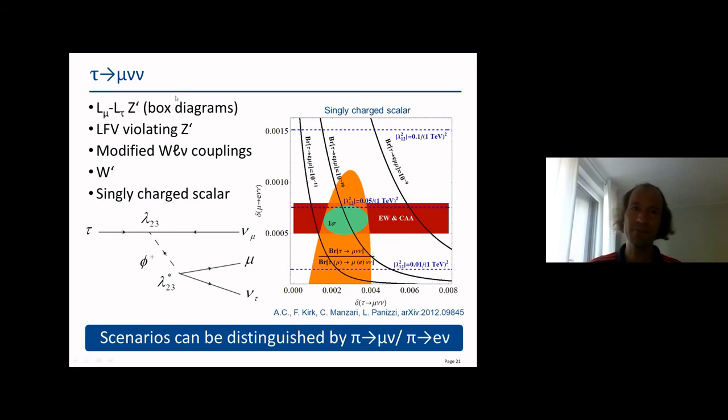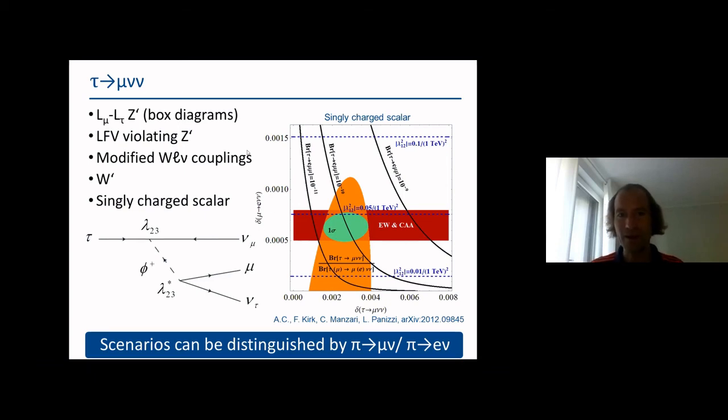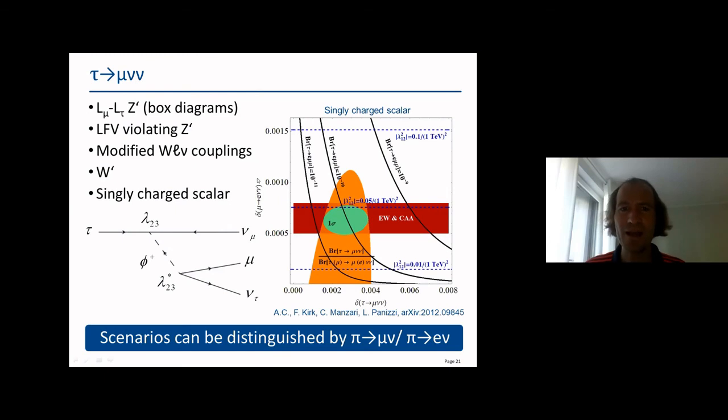For tau to mu nu, again, many possibilities exist. For example, a gauged L_mu minus L_tau Z prime. Here you do it via box diagrams, lepton flavor violating Z primes, modified W l nu couplings, a W prime, or a singly charged scalar. A singly charged scalar here is nice because due to hermiticity of the Lagrangian, it only has three free couplings. And with one of them, you can explain the Cabibbo angle anomaly via a shift in the Fermi constant, and with the other you can explain tau to mu nu. And then you predict nice lepton flavor violating effects in tau to e mu mu and so on.